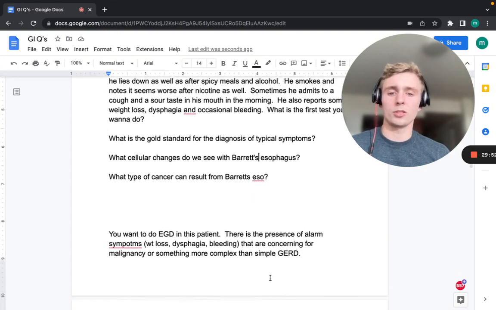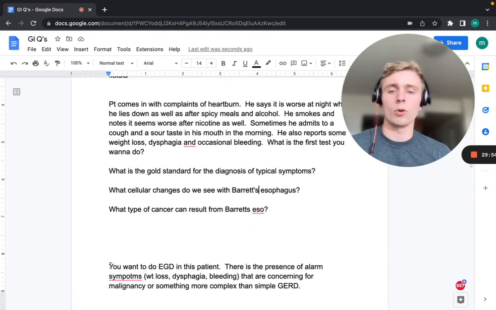So for this patient, it's important to know, they always give you questions on this. You want to do an EGD in this patient. Why do we want to do an EGD as opposed to other tests? Because there's the presence of alarm symptoms. In this patient, it was weight loss, dysphagia, and also bleeding. So if you find alarm symptoms, you want to go in and do the EGD right away. These are concerning for malignancy or something more complex than simple GERD.